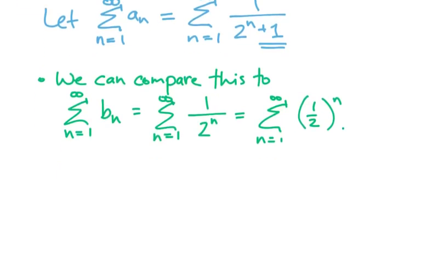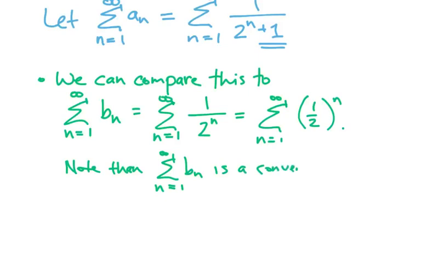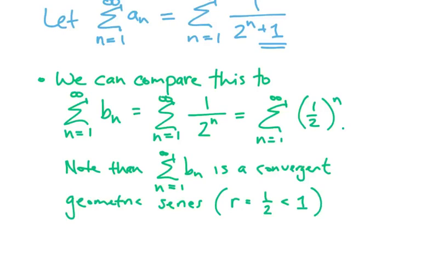So that means we can note that the b sub n series we've just defined is a convergent geometric series. And I'm just going to write a little note to remind myself that here the r value is 1/2, which is less than 1, and that was what we needed for a convergent geometric series. Alright, so hopefully in terms of the comparison test, you see that we've got one thing on the table.